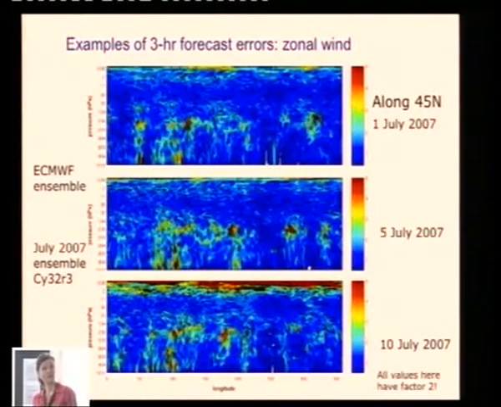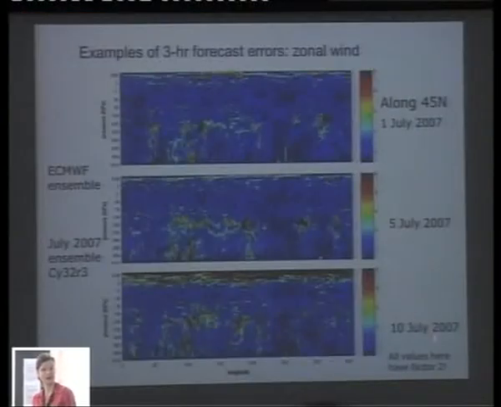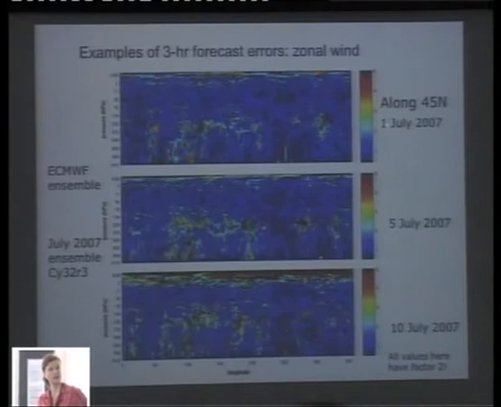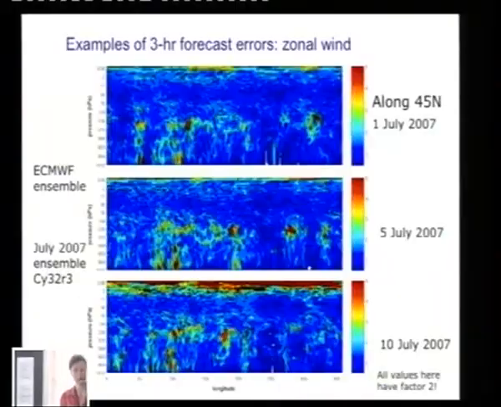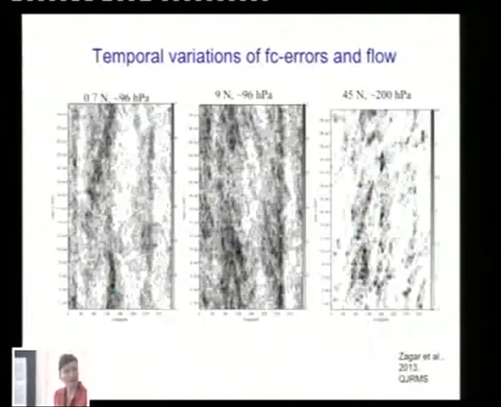So we have three dates, 1st July, 5th July, 10th July. And here you look at the 3-hour forecast error in zonal winds along the latitude circle located at 45 north. What you see is that most of the errors are in the upper troposphere, where we have baroclinic development, related to the areas which are baroclinically active. And then, of course, these errors change in time depending on the development of baroclinic systems in the mid-latitudes.